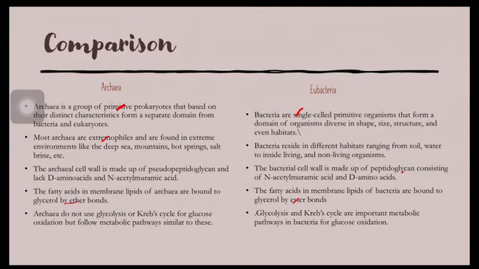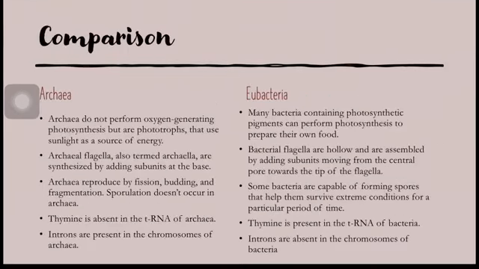Archaea generally do not use glycolysis or the Krebs cycle for glucose oxidation. They follow modified forms of the glycolytic pathway, whereas glycolysis and the Krebs cycle are the important metabolic pathways observed in bacteria for glucose oxidation. Another comparison: archaea, though they perform photosynthesis, do not release oxygen. Eubacteria contain photosynthetic pigments that can perform photosynthesis and prepare starch.